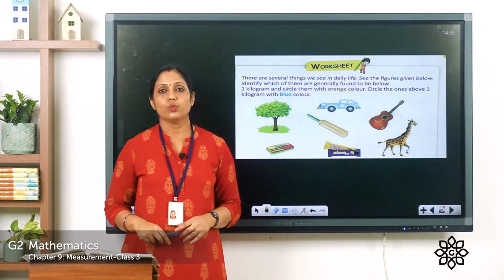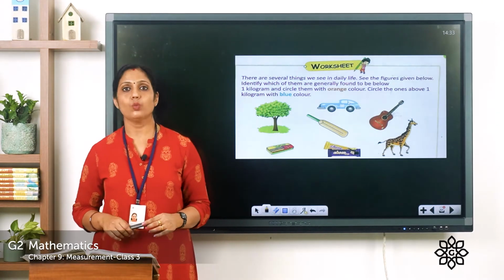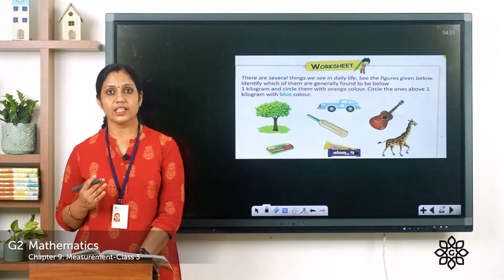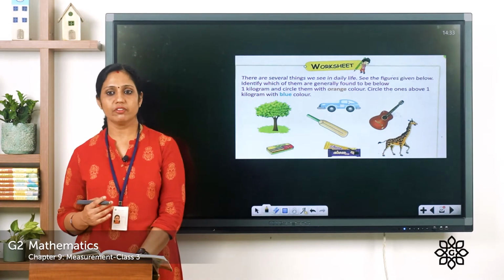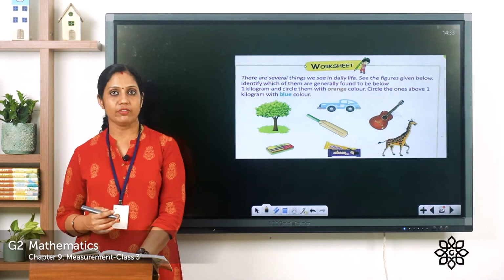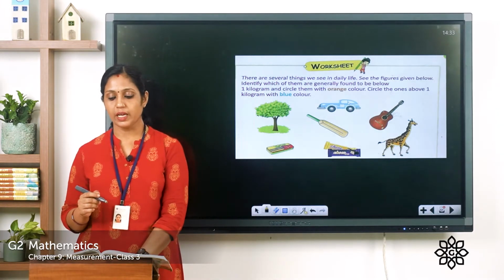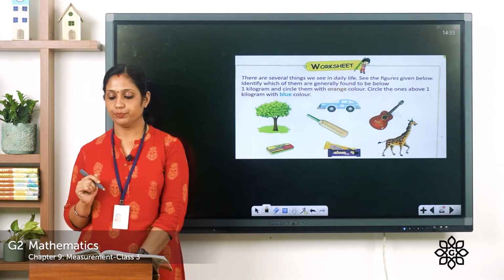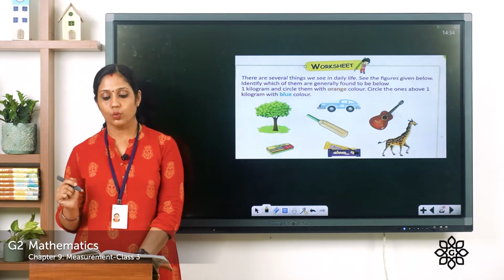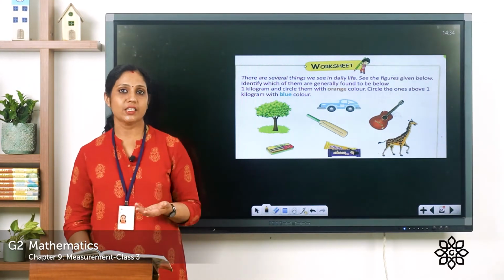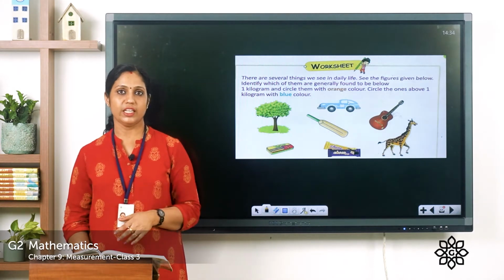Now let's move on to a worksheet, page number 137. Let's look at the first question. There are several things we see in daily life. See the figures given below. Identify which of them are generally found to be below 1 kilogram and circle them with orange color. Circle the ones above 1 kilogram with blue color. Now look at the pictures. These are objects or things we see in our daily life, right?